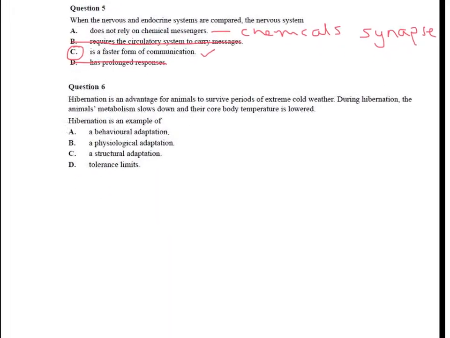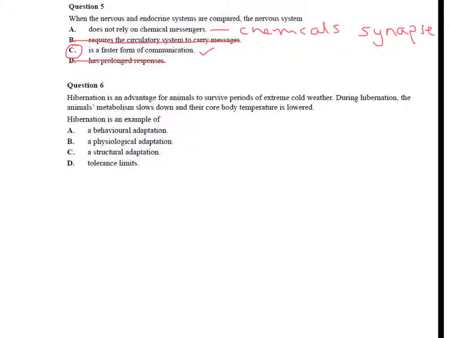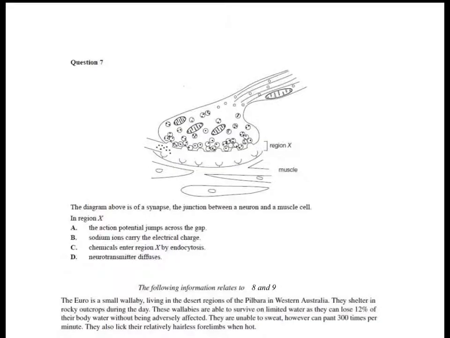Okay, moving down. We then have hibernation, and a lot of you put that this was a behavioural adaptation. Okay, remember, behaviour is something that an animal chooses to do. Now we could decide to go and have a nap, but we couldn't decide to go and fall asleep for a season. Our body wouldn't allow us to do it. And so it has to be a physiological adaptation, because the body is actually physically able to make those changes to allow hibernation.